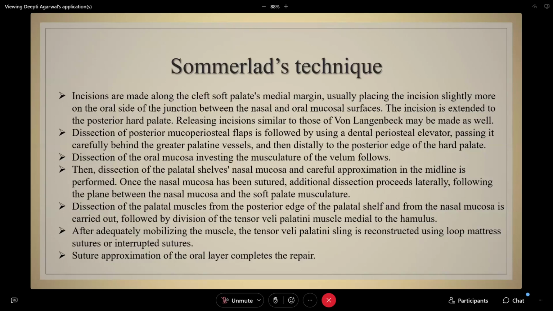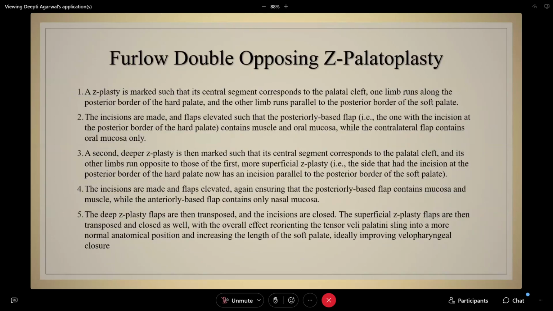Then, after adequately mobilizing the muscle, the tensor veli palatini palate sling is reconstructed using mattress sutures or interrupted sutures. Then, suture approximation of the oral layer completes this repair. Furlow's double opposing Z palatoplasty is also done. Details, I'm not going into.